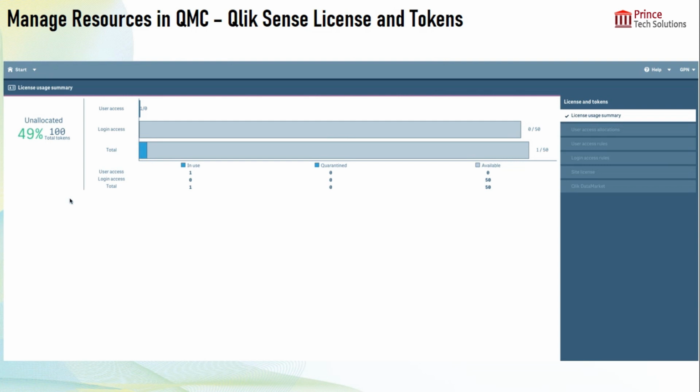QlikSense license and token, this is the next section. From this window you can manage the number of licensing tokens, and you can allocate them to different access types. Also you can see the license usage summary here. Also you can manage the user access allocation properties, and you can allocate and deallocate access types to users. For particular users, you can allocate and deallocate the user access type right from this window.